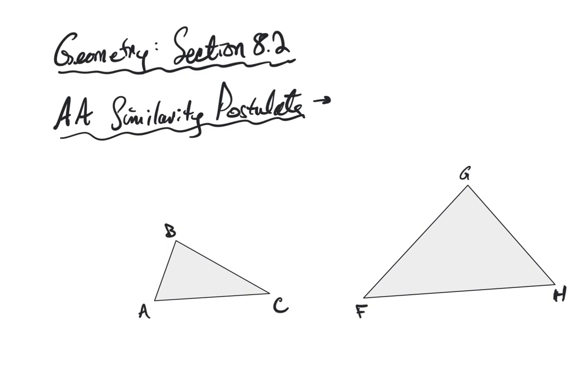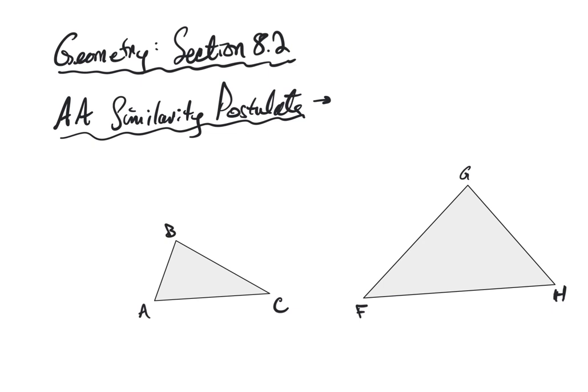Okay, today we're going to get started on section 8.2, and what we're going to restrict ourselves to for the rest of the chapter is just looking at triangles. So in section 1 we talked about any size polygon and what it meant to be similar, and for essentially the rest of the chapter we're just going to focus on triangles. Okay, so we'll start with a postulate that allows us to show that two triangles, again, triangles specifically, are going to be similar to each other.